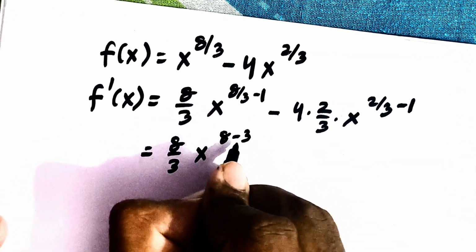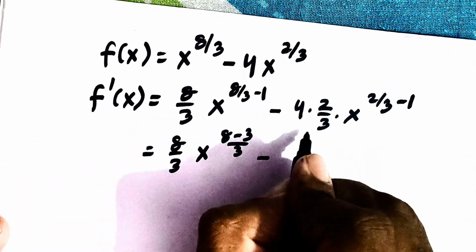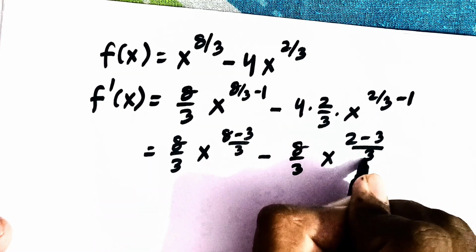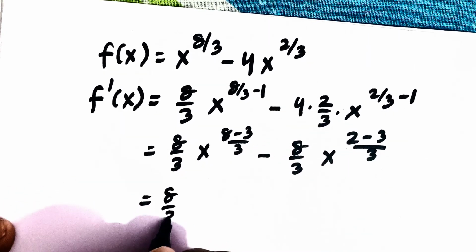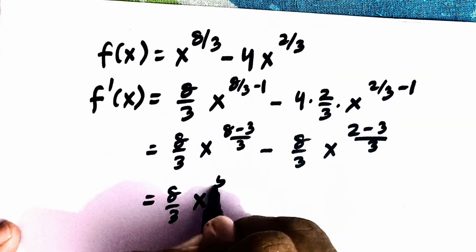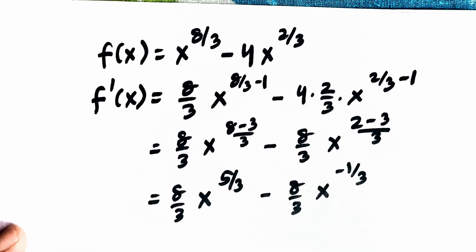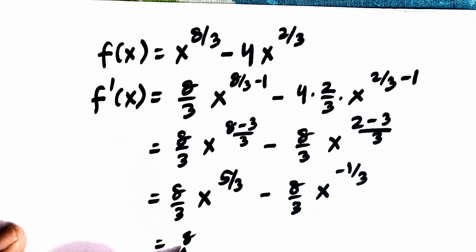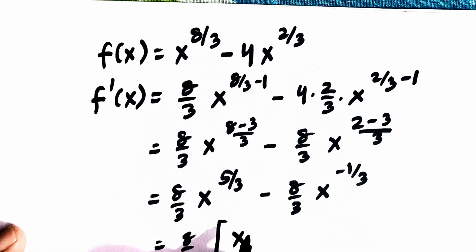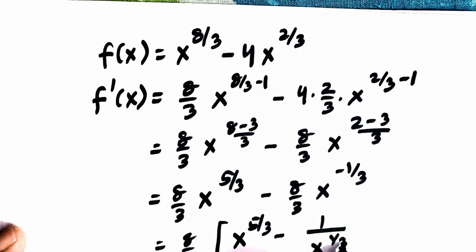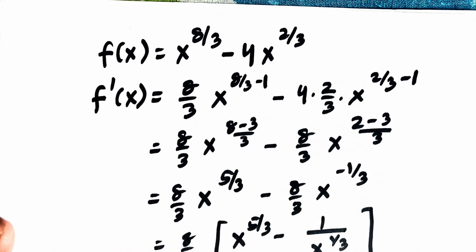So this is (8/3) x to the power 8/3 minus 1, which is 8 minus 3 over 3, that is 5/3, and the other term is x to the power 2/3 minus 3/3, which is x to the power minus 1/3. We can take 8/3 outside and write it as x^(5/3) minus 1 over x^(1/3), because this is minus.